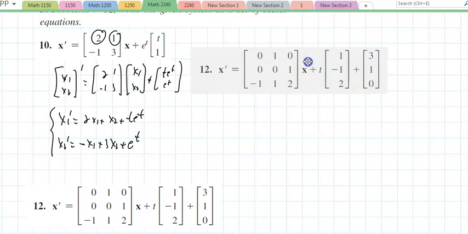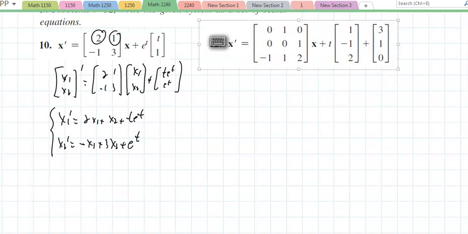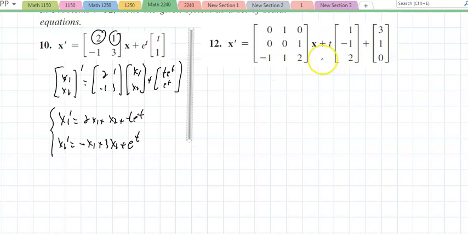And if I proceed and do number 12 after that, which is almost identical, again, it's really easy. Here we have x1, x2, x3, so it really says x sub 1 prime is going to equal x sub 2 plus t plus 3, x sub 2 prime, actually x sub 3 prime.